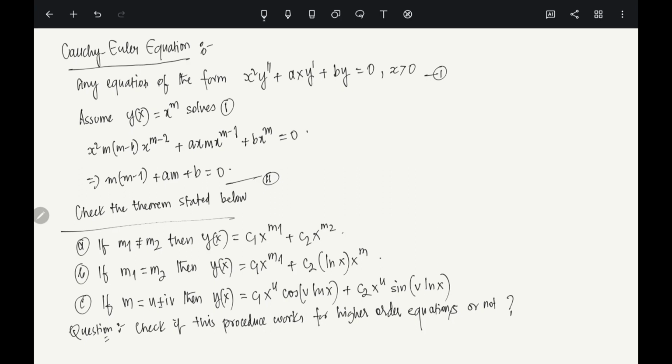Start with, let's say, a third order equation, and then try to do the exact same thing. So with a constant coefficient equation or a Cauchy-Euler equation, you can do that. So with this we are going to end this video.